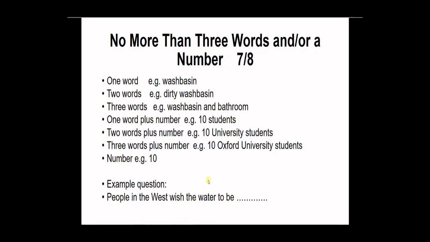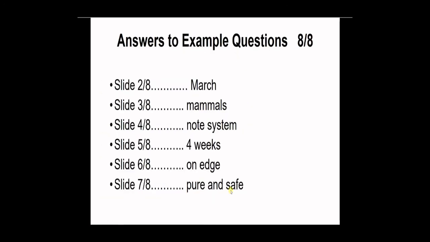For this question, the answer is pure and safe. Pure and safe is 3 words, and we have to write no more than 3 words, so pure and safe is correct. So people in the West wish the water to be pure and safe. So these are the answers to the example questions that we just looked at: March, mammals, note system, 4 weeks, on edge, pure and safe. So guys, if you see these instructions, write no more than 1 word, 2 words, 3 words, and or a number, I'm sure that now you have a better understanding to tackle those questions.